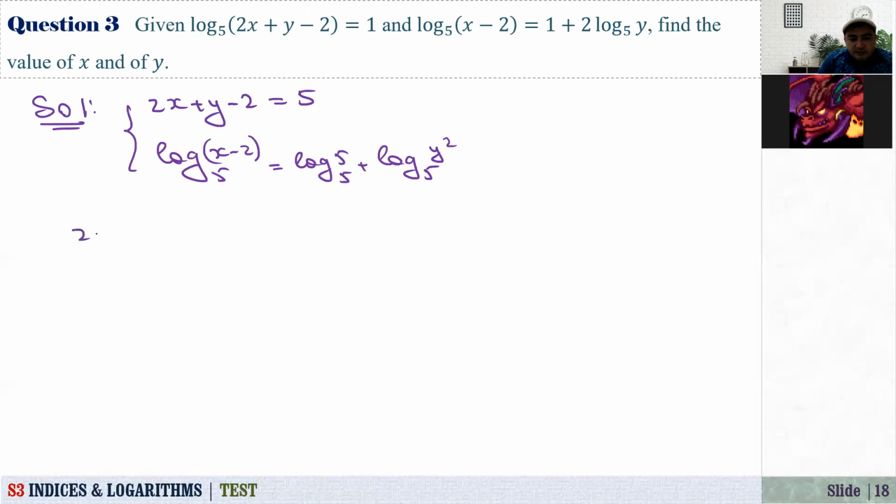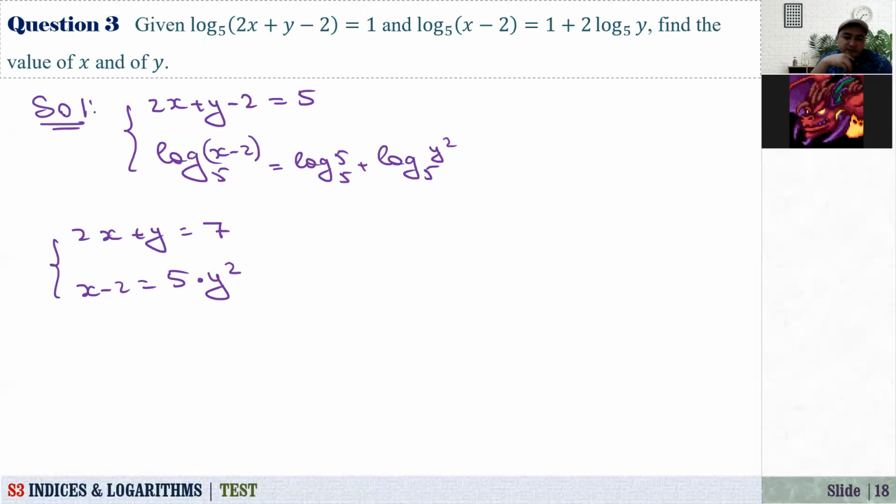So the first part, let me just simplify again, 2x plus y, take -2 to the right-hand side, that is 7. And how about the second one? If you simplify this, x minus 2 should be equal to 5, and plus means multiplied, here we have y squared. Okay, so we have to solve this system.